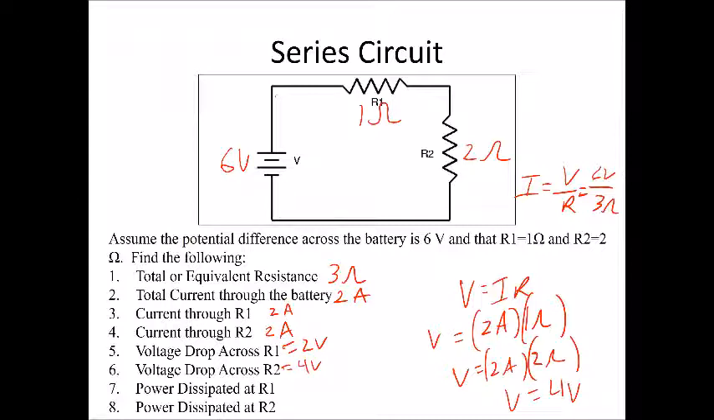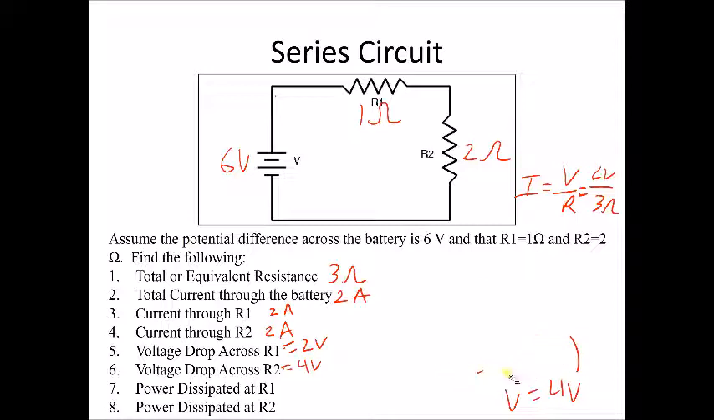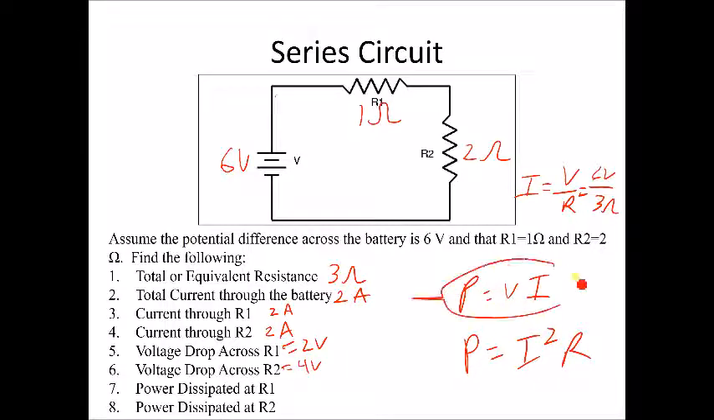Next, we're asked to find the power dissipated at R1 and R2. There's a couple different ways you could do this one. The formula that most people are going to use is P equals V times I. You also might use P equals I squared times R. And that formula is derived from substituting Ohm's law into P equals VI. We're just going to use VI.